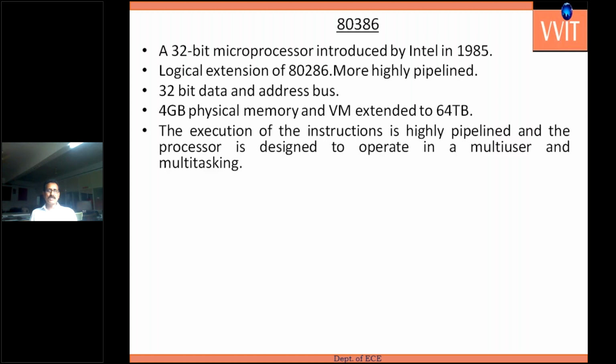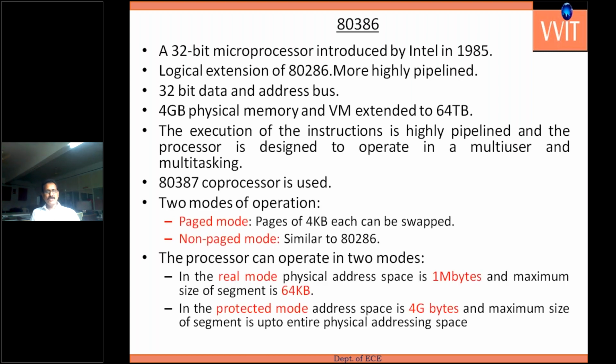The execution of instructions is highly pipelined, and the processor is designed to operate in multitasking. For the 386, a coprocessor is used, same as in the 8086, where the coprocessor is the 8087. Similarly, the 80386 coprocessor is the 80387. The same coprocessor is used in the 80486 also.